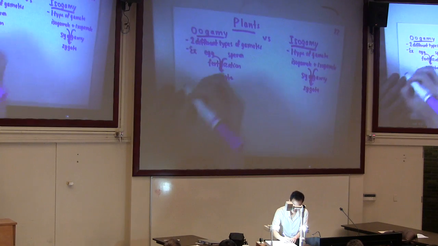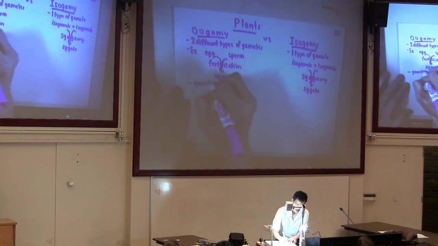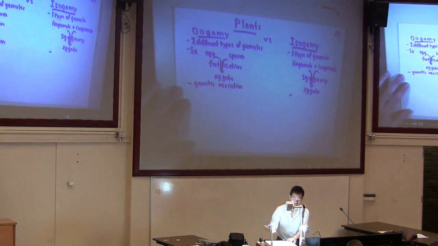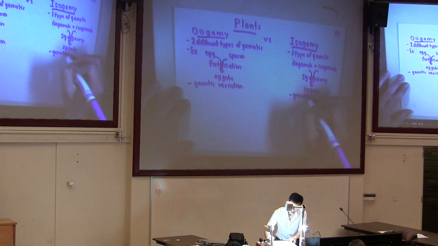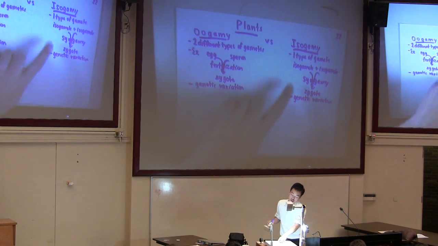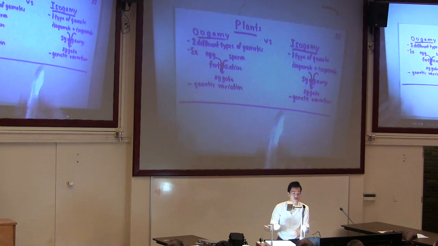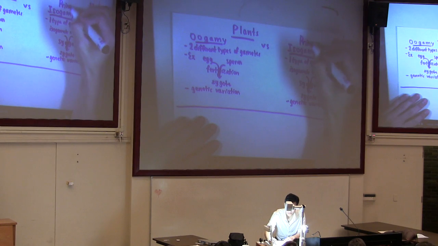Is there genetic variation in anisogamy? Yes. Is there genetic variation in isogamy? Yes. Right, so the only major difference is this: you have one type of gamete and it fuses via syngamy instead of fertilization. Any questions? Which is the more primitive one? Isogamy. Right, this is primitive.